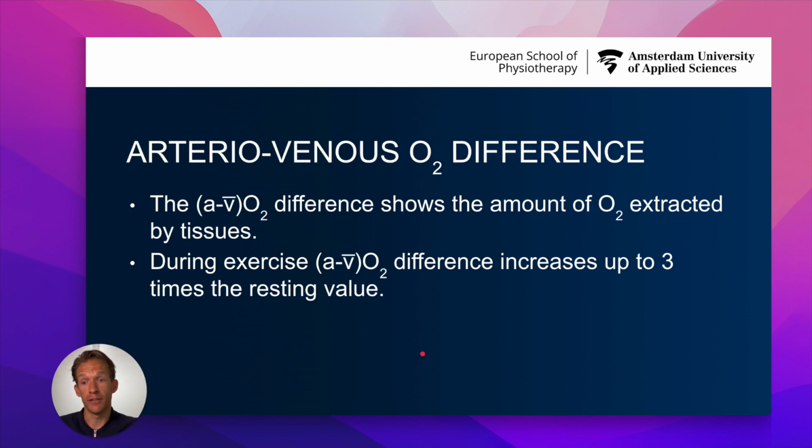Definitely in other courses like Physiology 3 and 4, we will go further into this variable. But during exercise, usually the arterial content is not going to change too much, but you're extracting a lot more, which will be measurable in the venous content of O2, and therefore the AVO2 difference will increase and can definitely increase up to 3 times during exercise, or maybe even more.